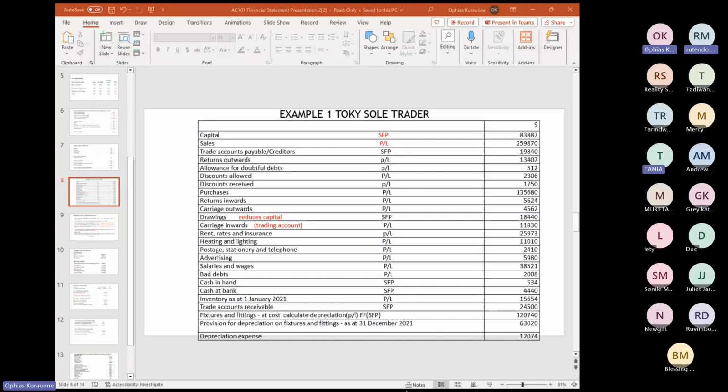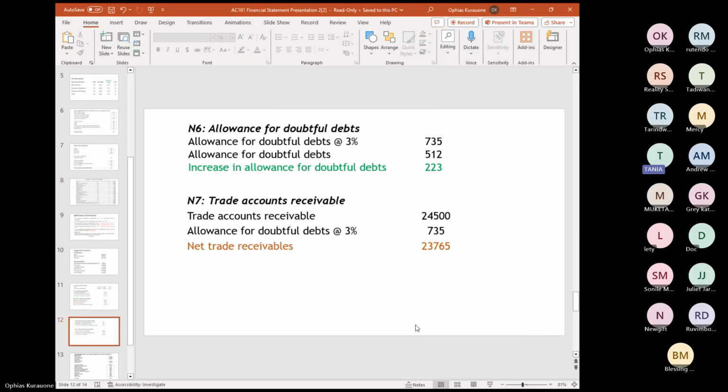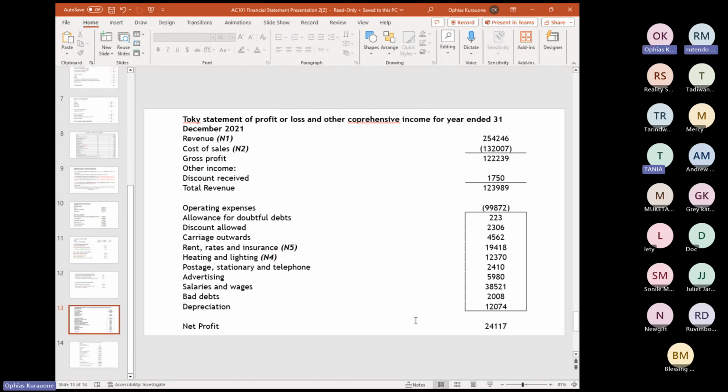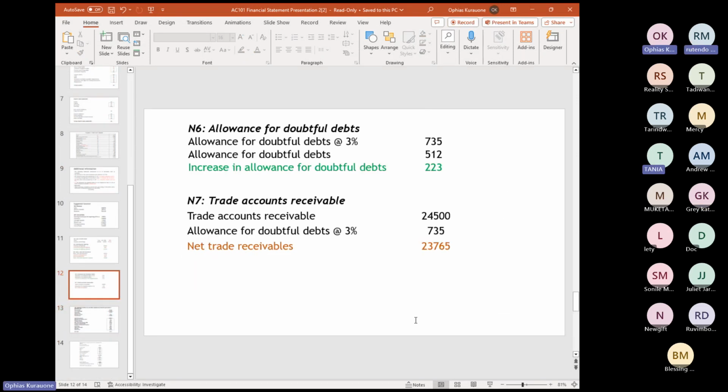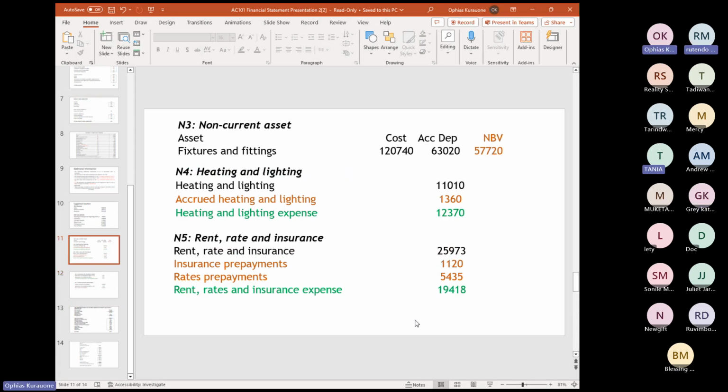Okay, let's go on to the next. So after you've done that, we go on to the next one, non-current assets. We say cost minus accumulated depreciation. Then you get 57720. This one you are given, and this one you are given.